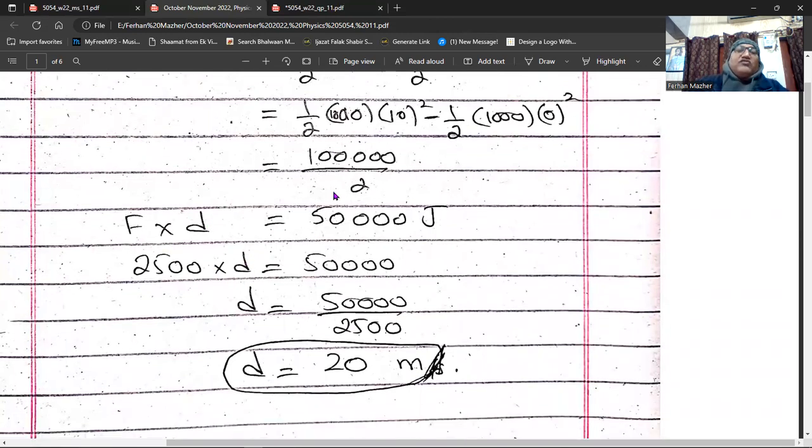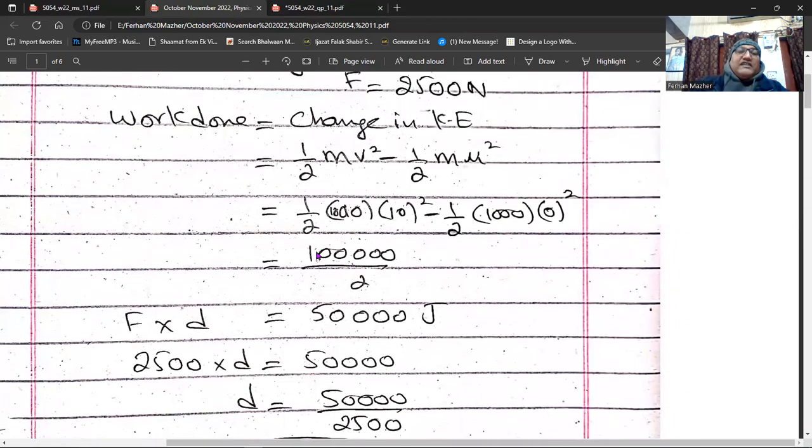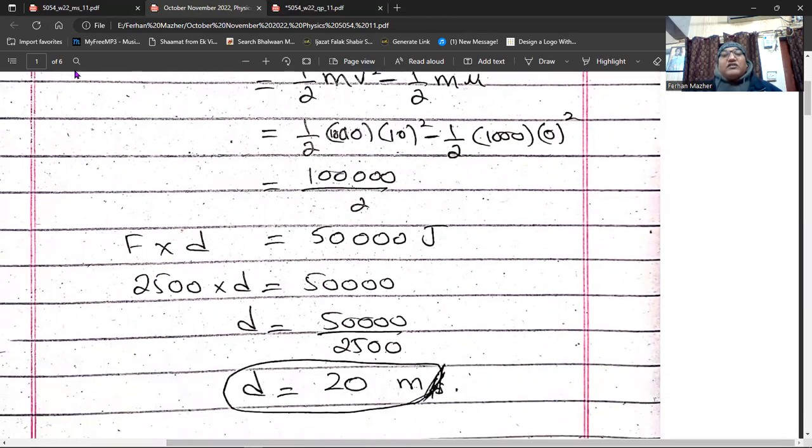And so this work done, change in the kinetic energy, will be equal to the work done, F into D. So the F into D value will be equal to the 50,000 joules. So the F value is 2500 Newton force, and how much distance will it take to stop the car? So that 2500 will go on the other side, and it will divide. So 50,000 divided by 2500, and that will be 20 meter.